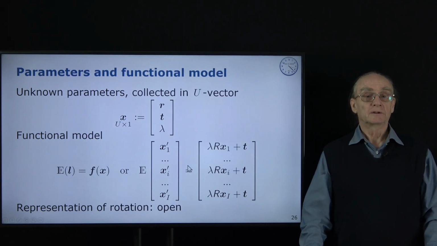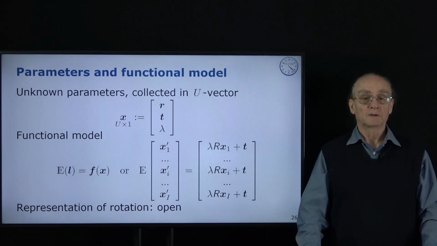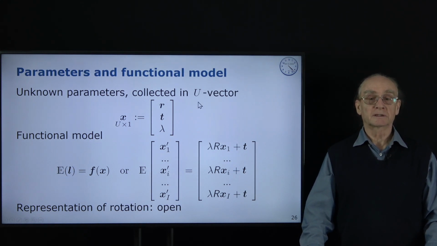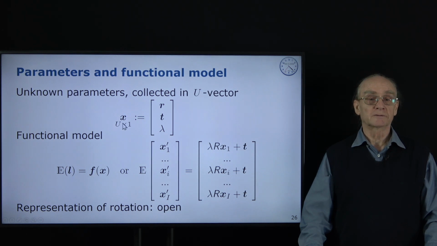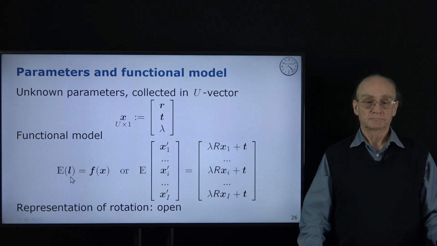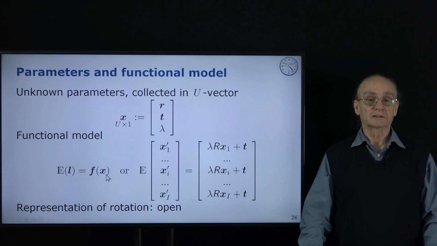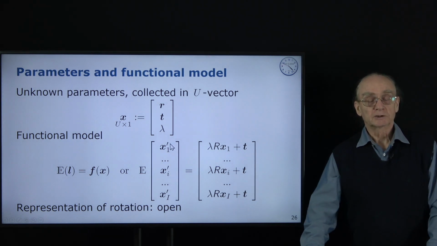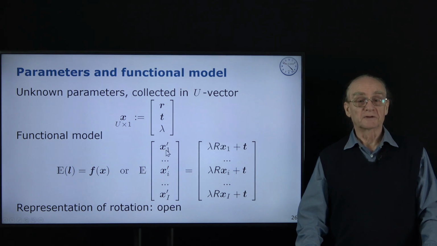The second is we have to look at the parameters and the functional model. We have the unknown parameters collected in a U vector. In this case, U is 7. So we have the 3 rotation parameters, the 3 translation parameters, and the scale parameter, which is a 7 vector then. And the functional model is the expectation of our L, a nonlinear function of x. Or if we write it in the application notation, the expectation of this vector x1 prime is lambda times R times x1 plus t. And that's for all the other points also.